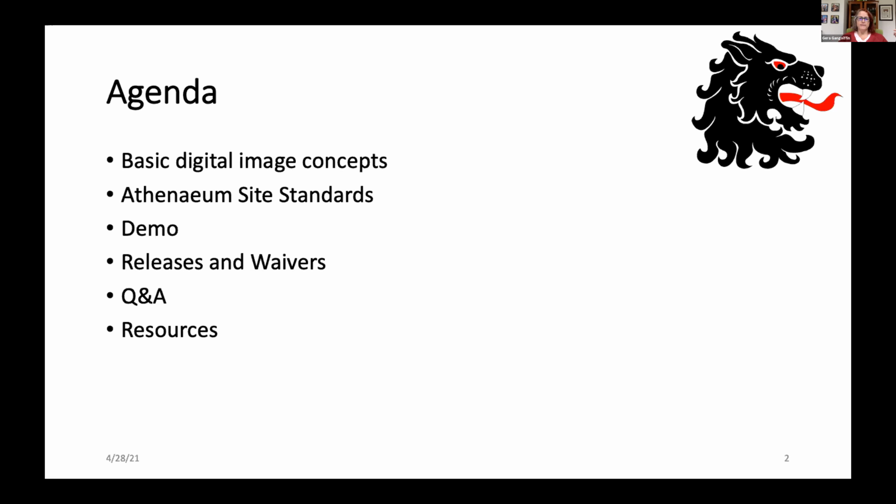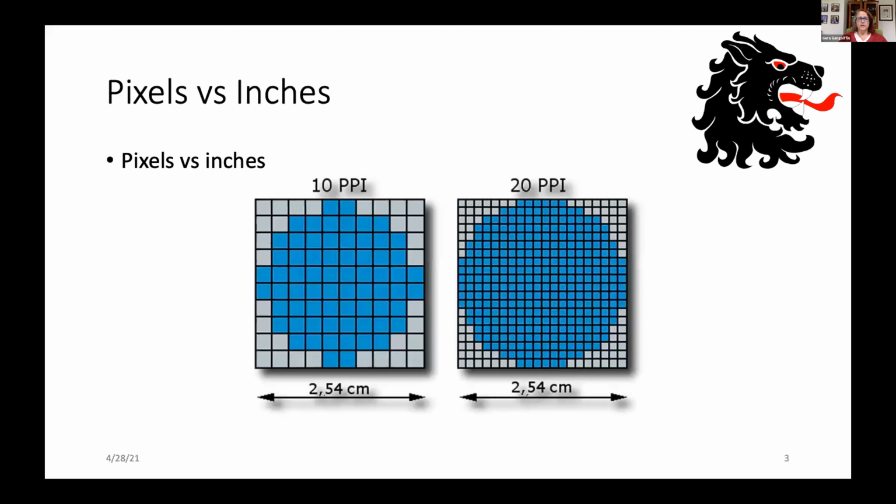Let's start with some basic digital image concepts. Digital images are made up of pixels, tiny, tiny, tiny little squares. The only thing we are concerned with, counter to this particular picture, is pixel count. We don't care about inches. Inches are for print publication. So things like PPI, which is pixels per inch, that doesn't really matter. We just care whether or not something is 300 pixels wide or 600 or 1200 or 4000.